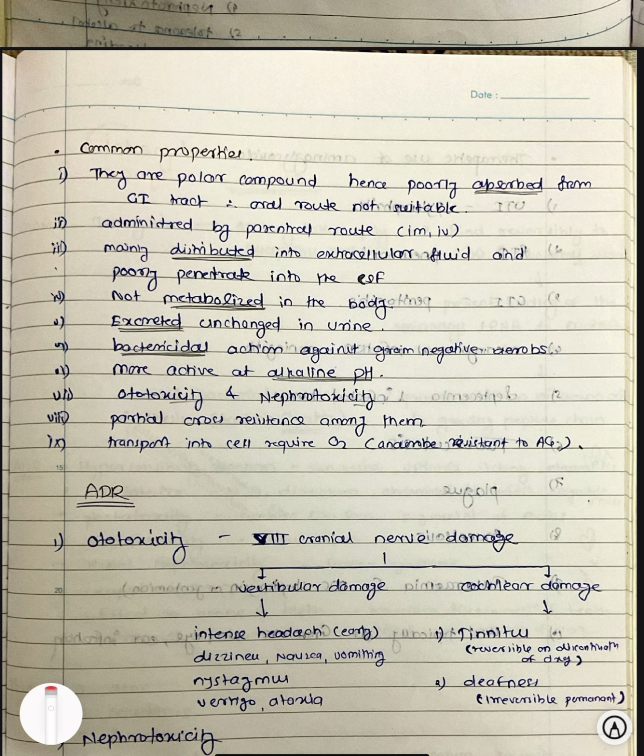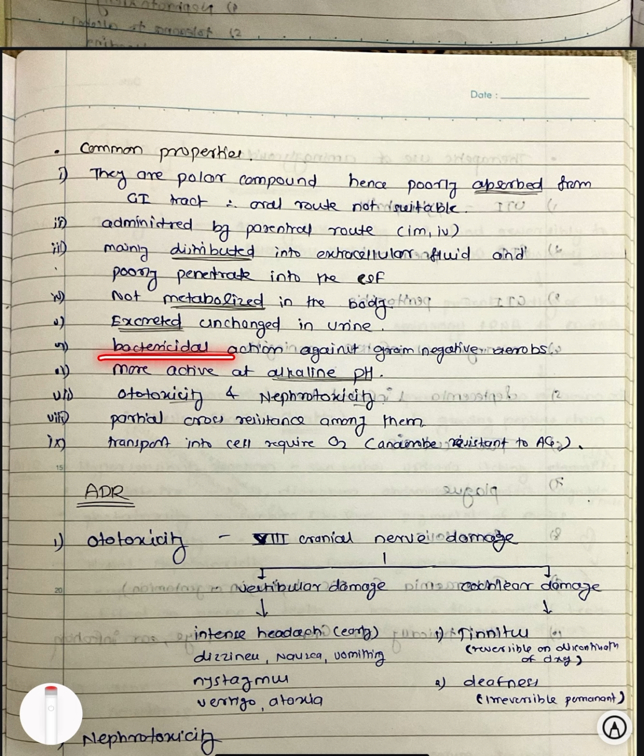So these are the two common properties. Then the third one is that they are mainly distributed into the extracellular fluid and poorly penetrate into the CSF. And the fourth one is that they are not metabolized in the body, and are excreted unchanged in the urine. Means it will be excreted in the same form you have taken, that it is excreted unchanged in the urine.